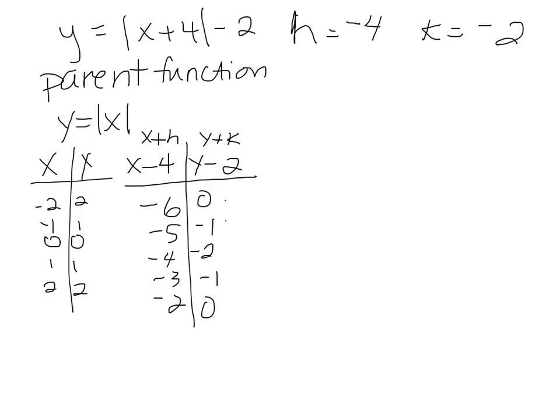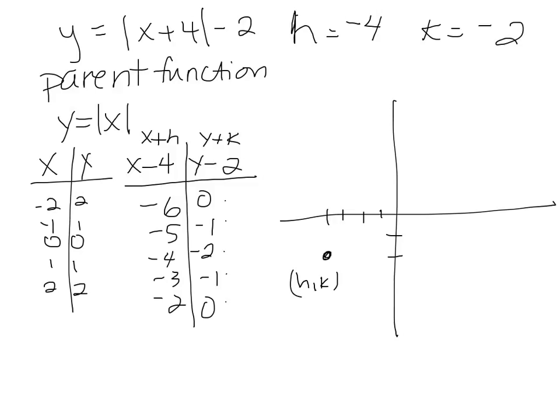Remember before we talked about these being symmetrical, and conveniently enough, we have 0, negative 1, negative 2, and then negative 1, 0. So you can see they're symmetrical about the vertex. Notice the vertex, (-4, -2), is the same as (h, k). So kind of nice, because that's what's supposed to happen. You can see where we got that from, right? If you look up here, negative 4, negative 2. Opposite of this number and this number.